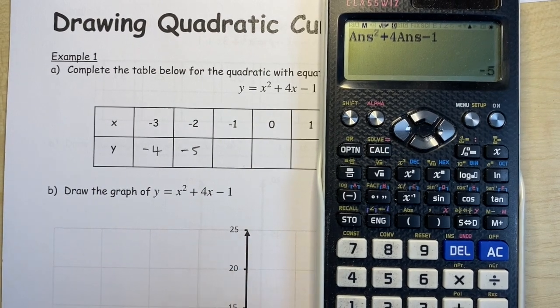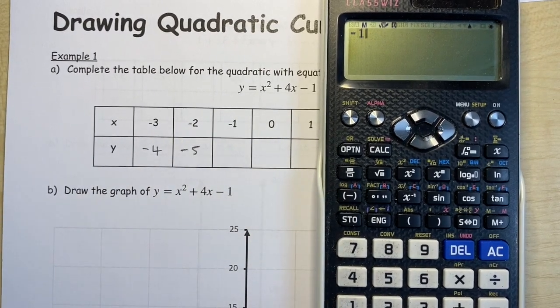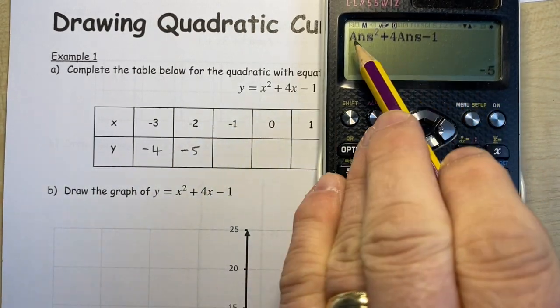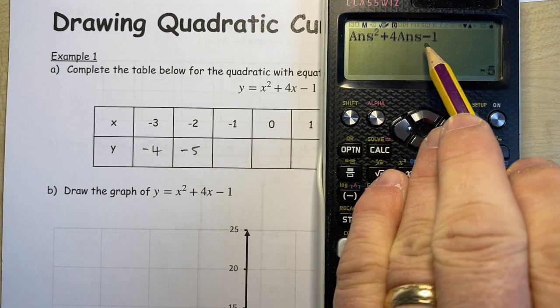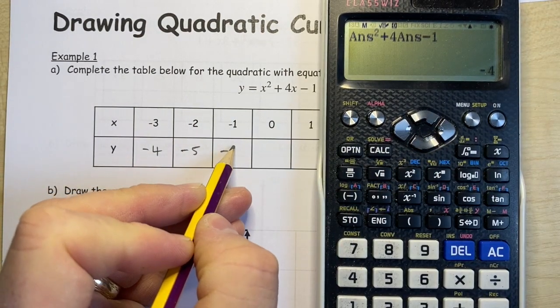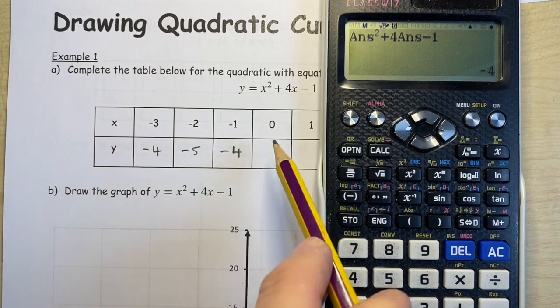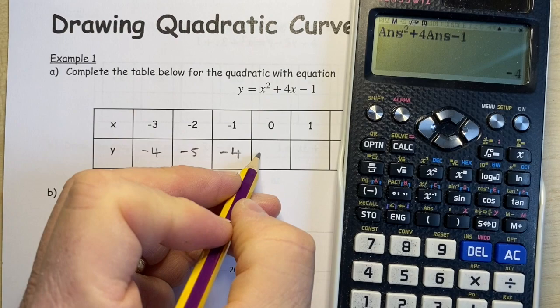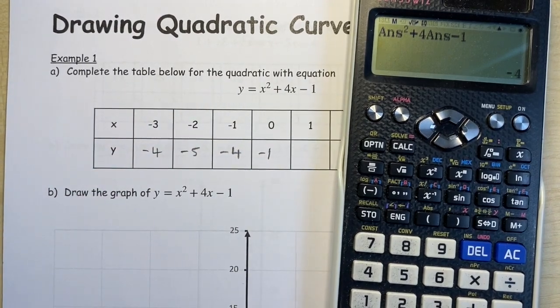And I just repeat that. So -1, press equals. The arrow up brings the equation that I'm dealing with, x squared plus 4x take 1. If I press equals, my next coordinate is -4. Now I could do it for 0, but I shouldn't have to, because nothing take 1 is always the numerical value that we have there at the end.